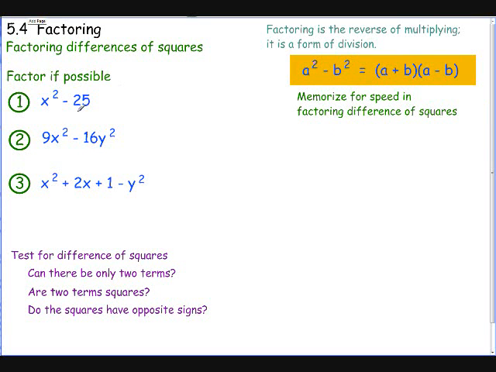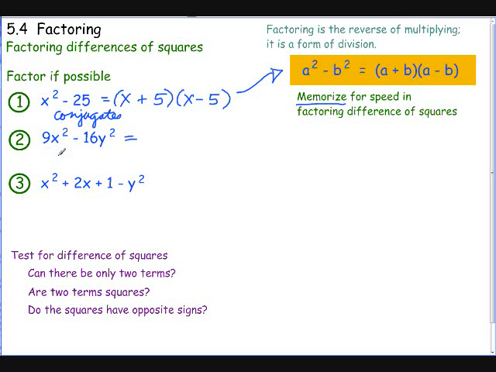Factor if possible. Ooh, this one looks good. This is a difference of squares. What did we say was the pattern that gives us a difference of squares? That's right, isn't it? So we take the square root of this, x, the square root of this, 5, make one a sum and the other a difference, and you are done. Here's the pattern. Memorize. Try this one.